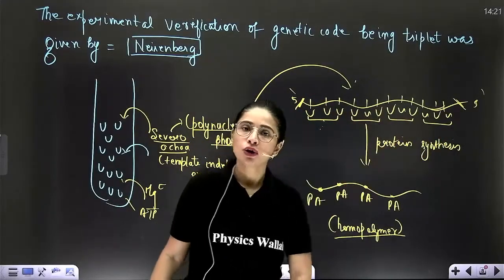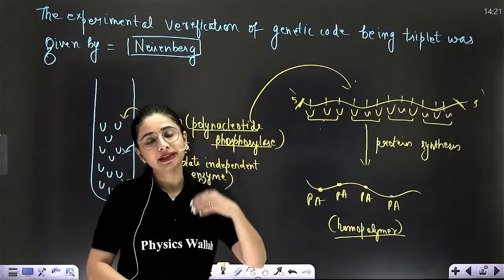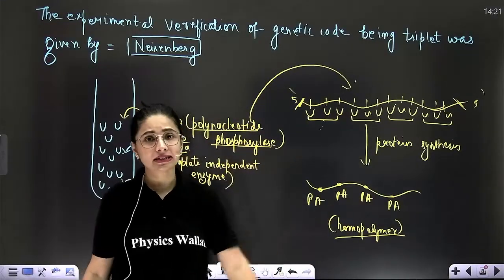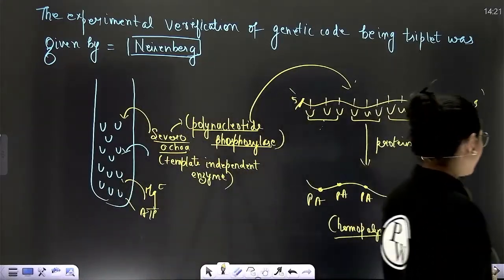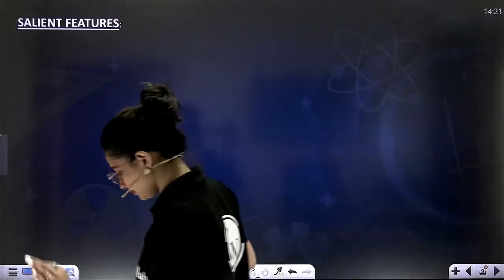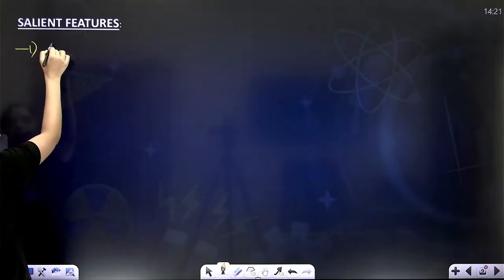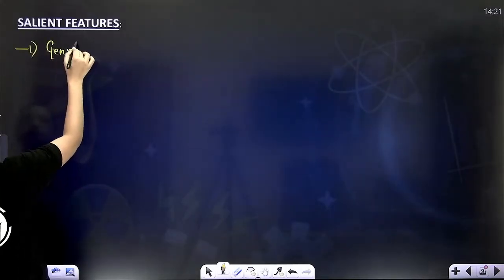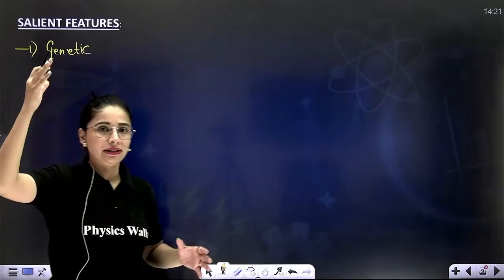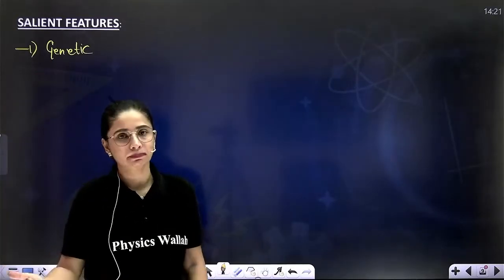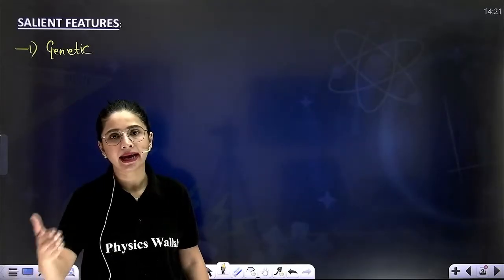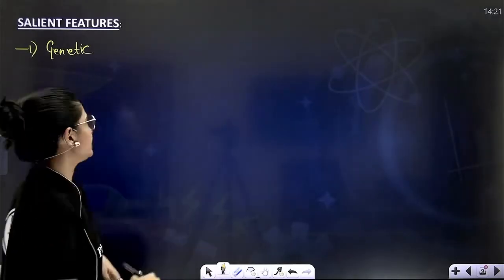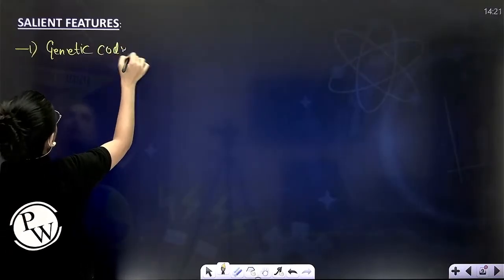pause or comma. So these were some properties which were analyzed with the help of the experiment performed by Nirenberg, and that you are going to write in the salient features of genetic code. So first salient feature says that genetic code is triplet. This is now proved. The thought of genetic code being triplet was given by Gamow. Later on, it was proved by Nirenberg and his colleagues. So genetic code is triplet.